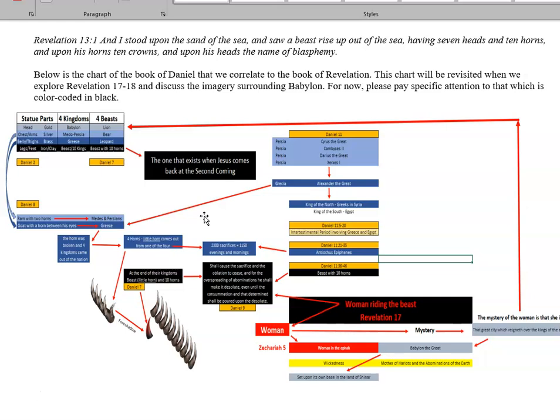So don't try to insert Rome. That's wrong. There are 4 kingdoms. There are 4 beasts, the 4th of which is in Revelation 13.